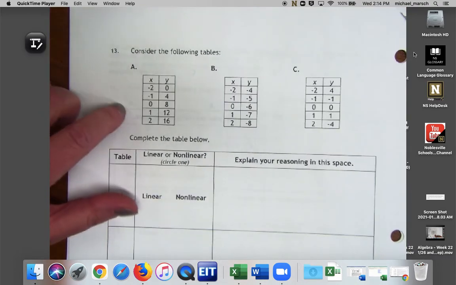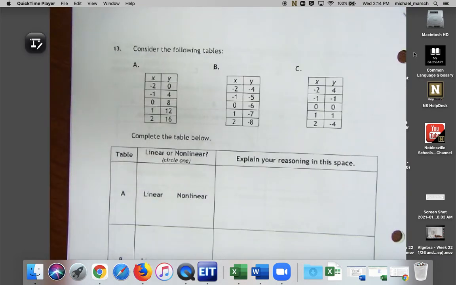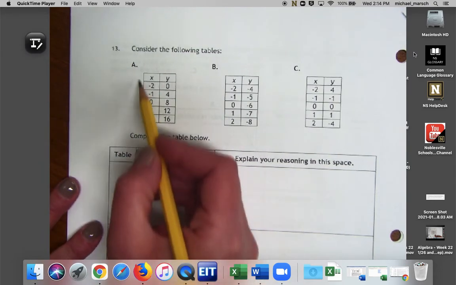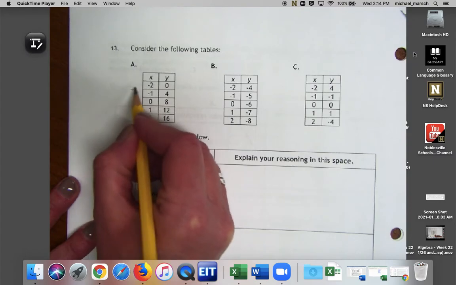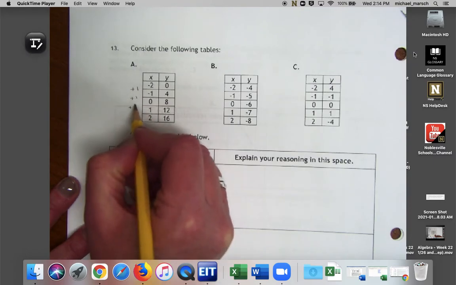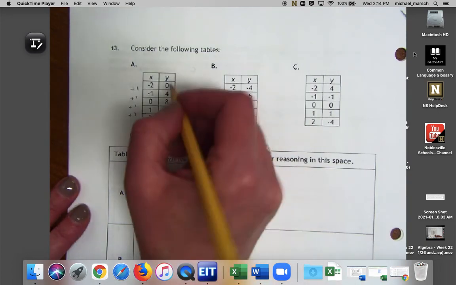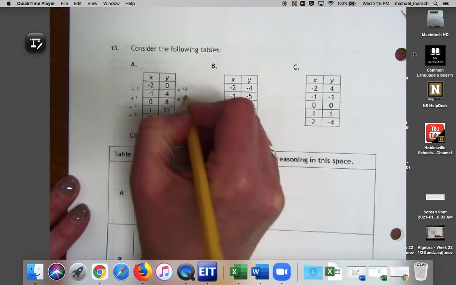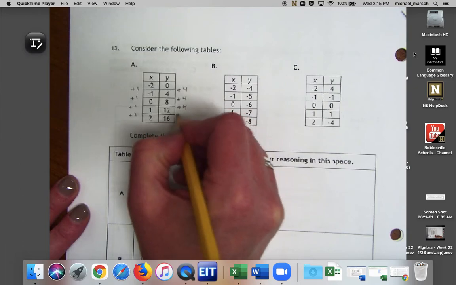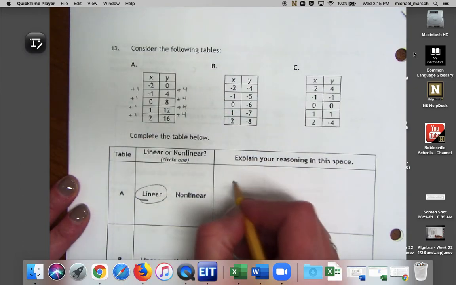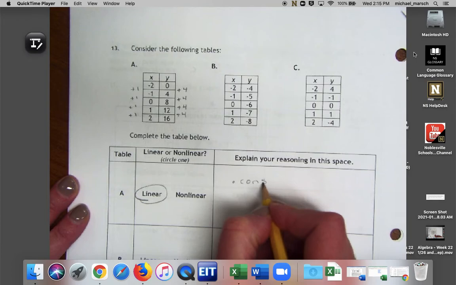We'll see. All right, so look at A. Find the rates of change for the x's and the y's. What are the rates of change for my x's? Plus 4, then plus 4. Okay. So would this be linear? Yeah. Sure would. Constant rates of change.